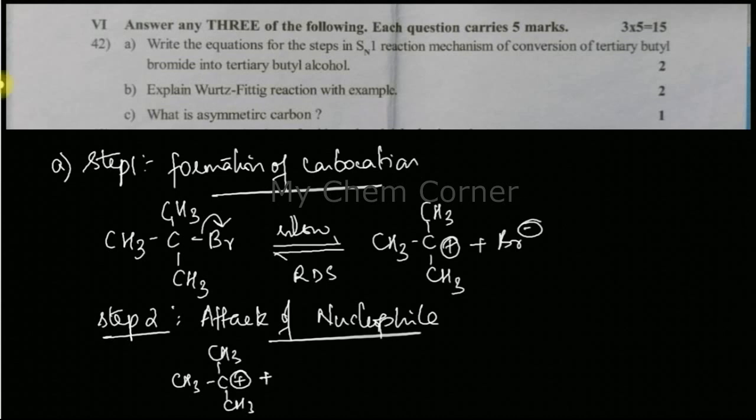Okay, and your nucleophile here is OH minus because you need to form an alcohol. So here you can form your tertiary butyl alcohol. You can show the arrow moving towards the carbocation. Then the second part of this is explain Wurtz-Wittig reaction with an example. Again a 2 mark question.